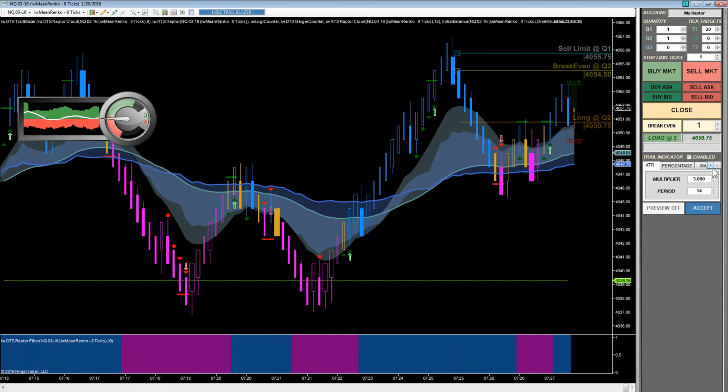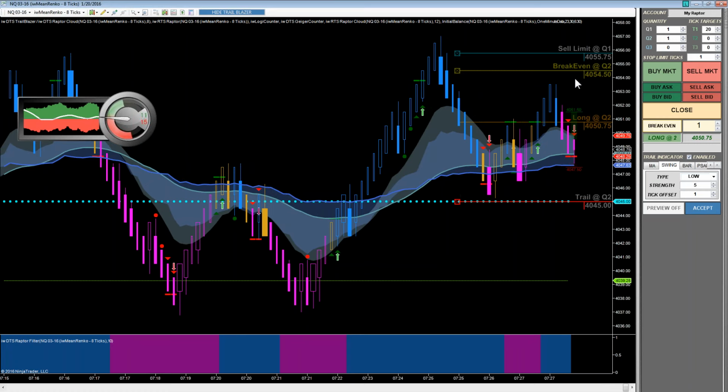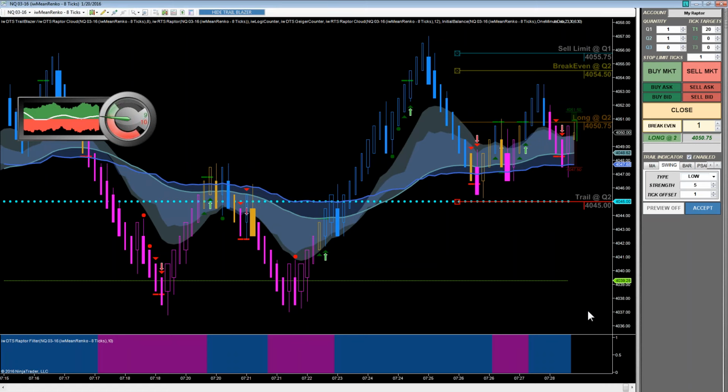I don't have my stops enabled. Let's enable my stops. We'll start with the swing high low. I'll enable them. And I automatically have my stops. I have my profit targets. I've got my break even trigger. That's the beauty of the Trailblazer, right? It's just a one-click system. And again, I can adjust my stops as I like.